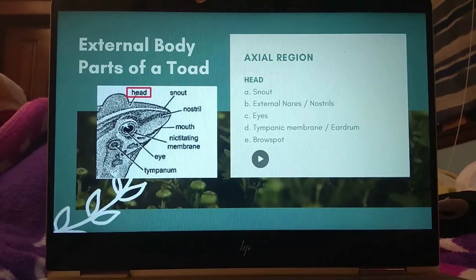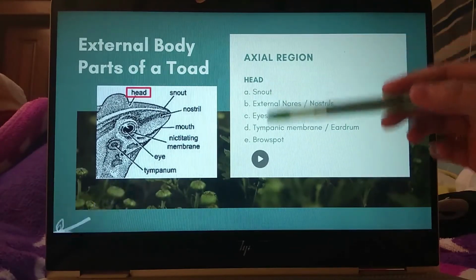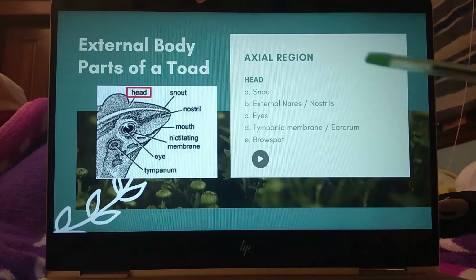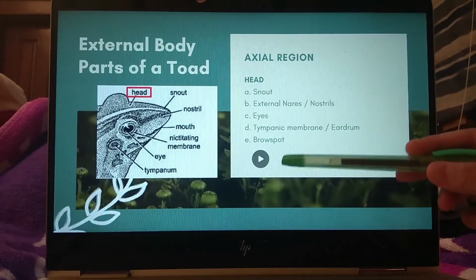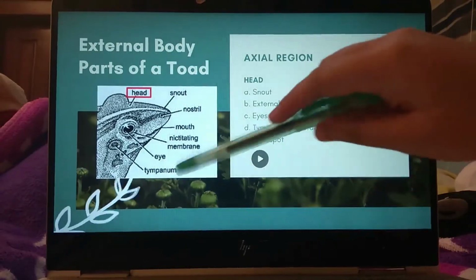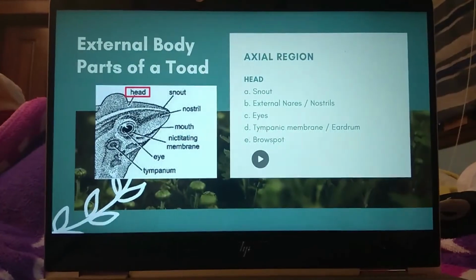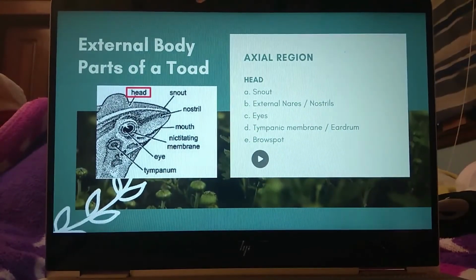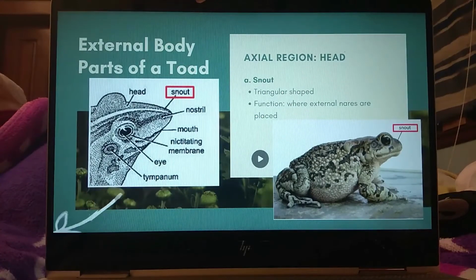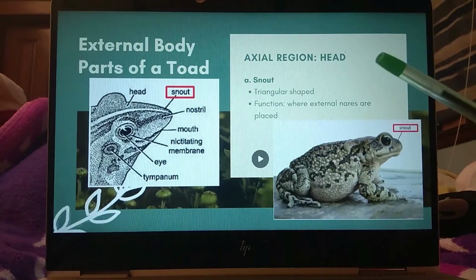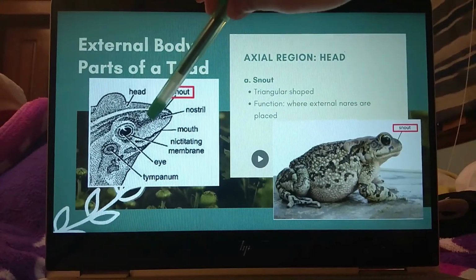First, we will be talking about the head. So the head is also further divided into different parts. We have the snout, external nares or nostrils, the eyes, the tympanic membrane or eardrum, and the brow spot. Here, we have the axial region, the head. This whole thing is the head of the toad. Moving on to the parts of the head, we have the snout. So the snout is triangular in shape and found at the anterior end of the head. So this is the snout.